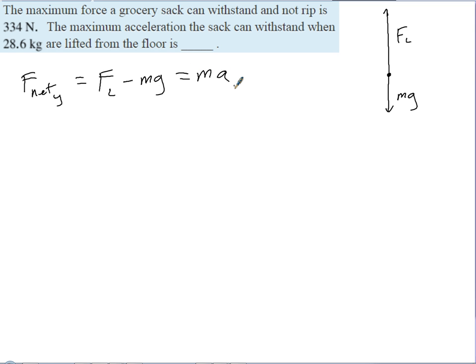Okay, so what are we trying to solve for here? We want to know what the maximum acceleration is, right? So we've got to solve for a, so we'll just divide both sides by m, right? And then we just end up with a by itself equals maximum lifting force minus mg over m. So now we should be able to plug and chug. Okay, so we want the maximum acceleration, so we're going to plug in the maximum lifting force. What is that? 334 newtons, okay?